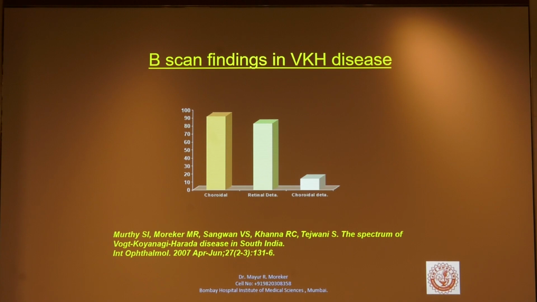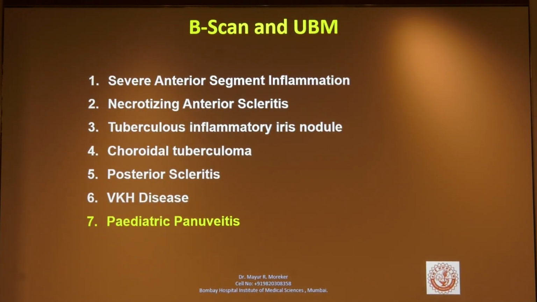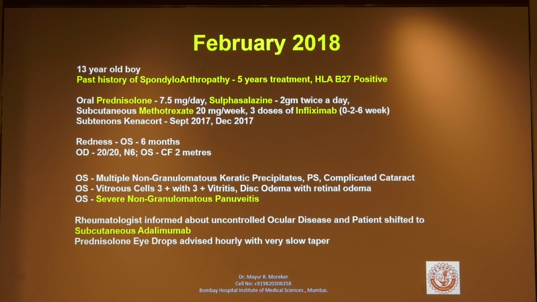Patient will have choroidal thickening, retinal detachments and choroidal detachments. Almost 90 to 95% of the patients will have a choroidal thickening in VKH disease. Coming to the last case scenario, this is a pediatric panuveitis. Again, a highlight of the fact that HLA-B27 can cause a much more severe disease than one would think of.